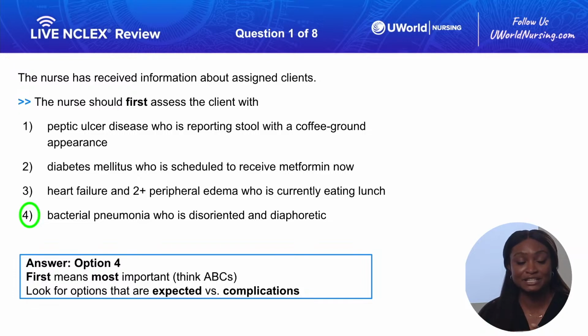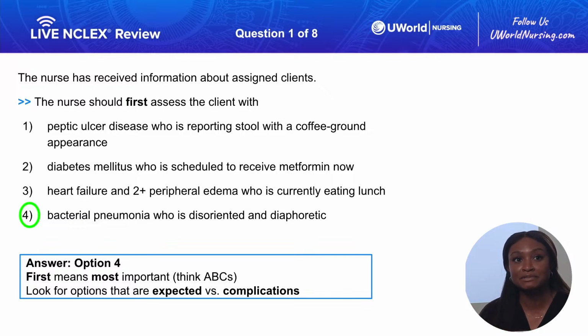So with this, we're gonna think again, ABCs. Someone who is disoriented and diaphoretic. This is a person who also has bacterial pneumonia as an infection, but if they're starting to get disoriented, that means they're probably not getting a lot of oxygen to their brain. So that would be the B in the ABCs. And so that would be our correct answer. Options 1, 2, and 3 are lower down on our hierarchy.